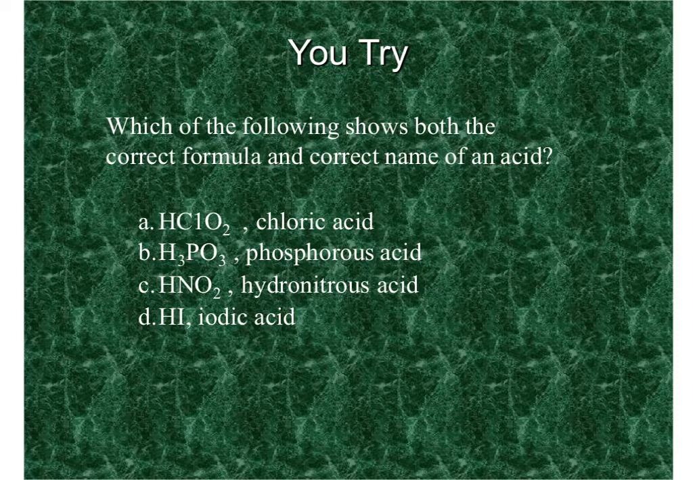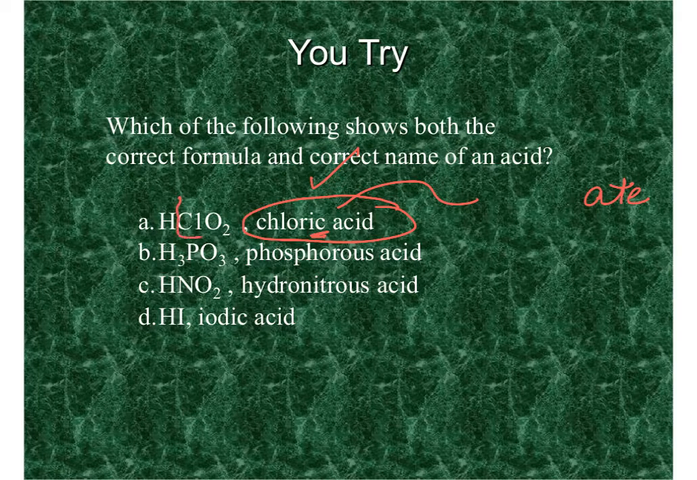Alrighty, so here's an example just to get you used to looking at formulas and names. So let's look backwards on these, okay? Let's say you were given the name chloric acid. How would you go about getting the formula? Well, what I would do, I'd say, okay, it ends in ic, and it doesn't have hydro. It doesn't have hydro, so I know it's not binary. It's a ternary. It has a polyatomic ion in it. So the ic means the polyatomic ion would end in ate.